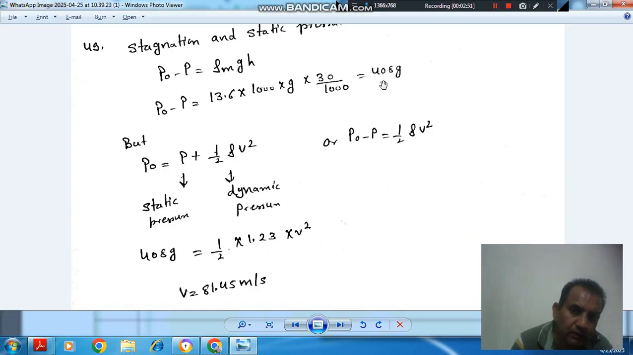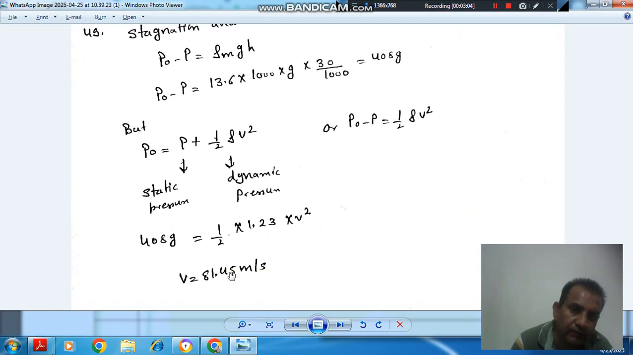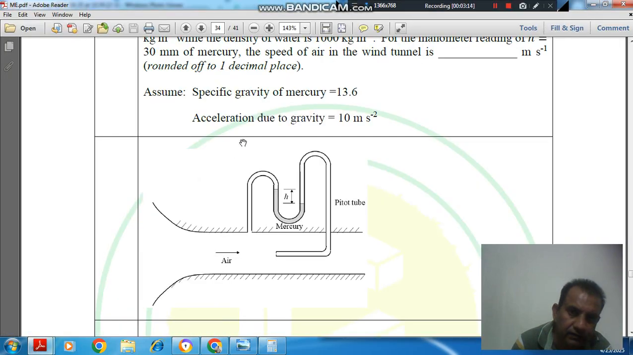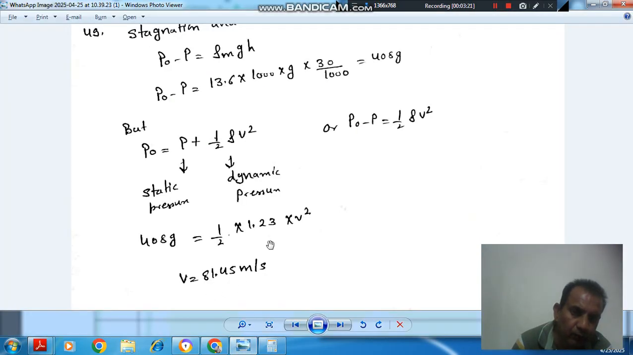So P naught minus P is 408 g, and equal to half rho v square. Rho is the density of air, that is 1.23. So it will come out as 81.45 meter per second. Here we have taken g as 10 because it is given that we take g as 10. So the answer is 81.45 meter per second.